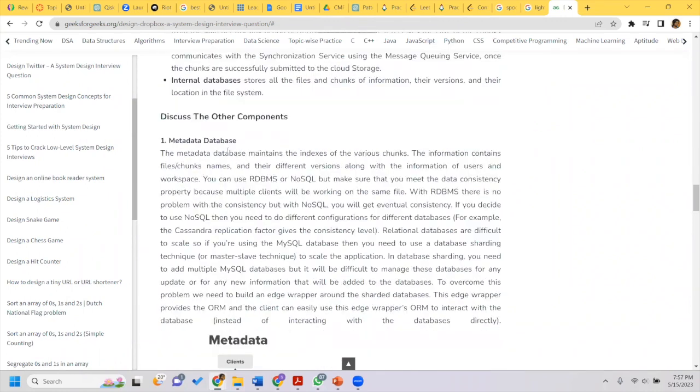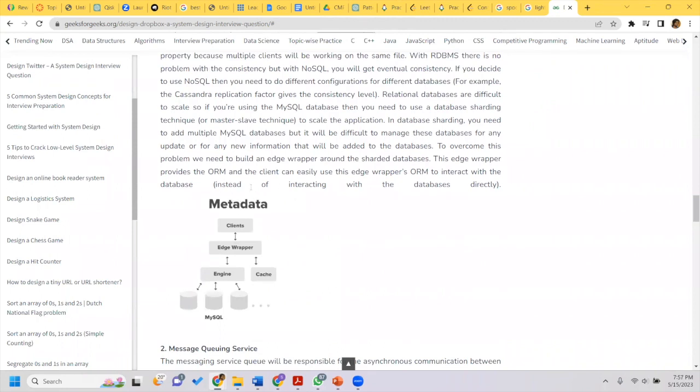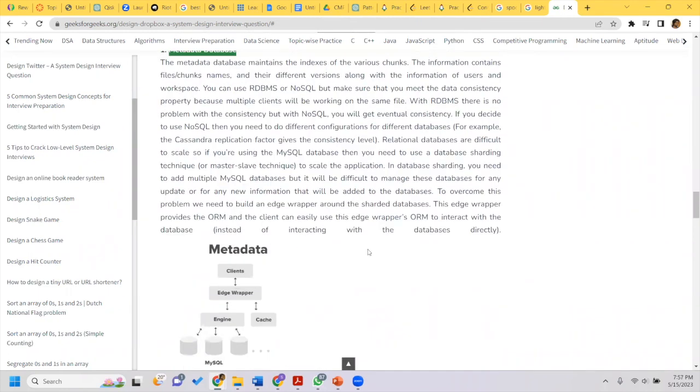And what would be the other components? Metadata database. Whenever we need to use the metadata, this metadata is not stored in cloud S3 or something like that. This should be stored in either an RDBMS or NoSQL. RDBMS and NoSQL have their own advantages and disadvantages, and we have to see those advantages, and use either RDBMS or NoSQL according to our application needs.